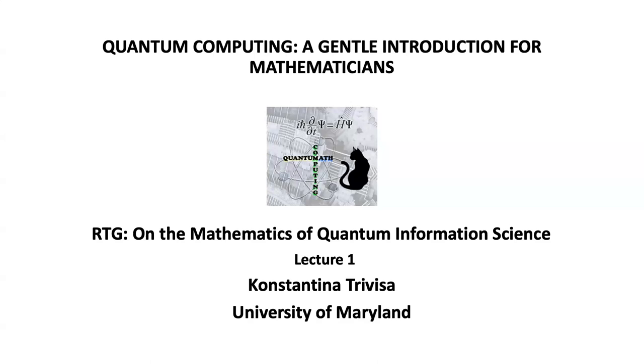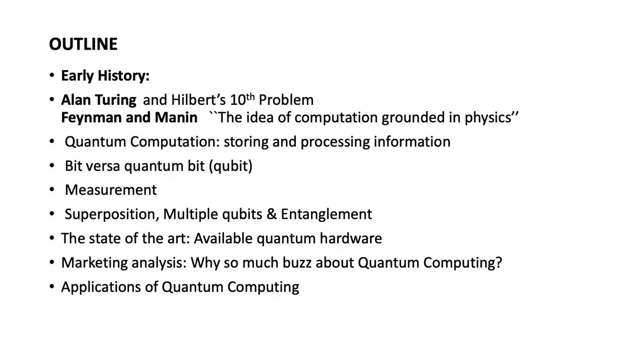So let me start. I'm going to start with some elements from the early history. And I'm going to refer to some of the giants of computation and quantum computation, starting from Alan Turing and his groundbreaking work on Hilbert's tenth problem. And we're going to continue with two giants of quantum computing, Richard Feynman, a physicist, and Yuri Manin, a mathematician, who presented this idea of computation grounded in physics. So this was very revolutionary when it occurred.